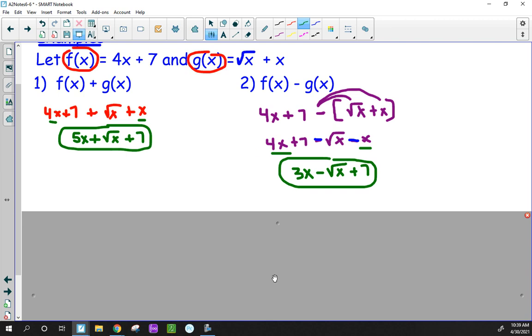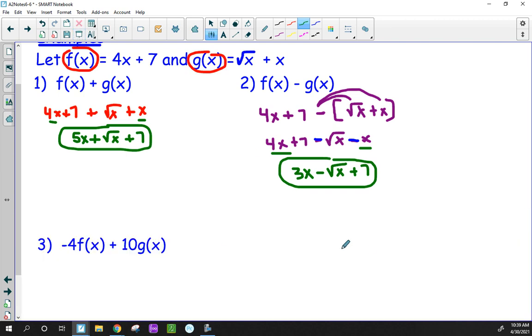Okay, using the same two rules in the directions, we're now going to do question 3. -4 in front of f of x indicates that that's being multiplied. -4 times f of x plus 10 times g of x. We're going to drop down our -4 at first. We're going to multiply that, so you can use parentheses or a bracket. Drop your rule down, which is 4x plus 7.